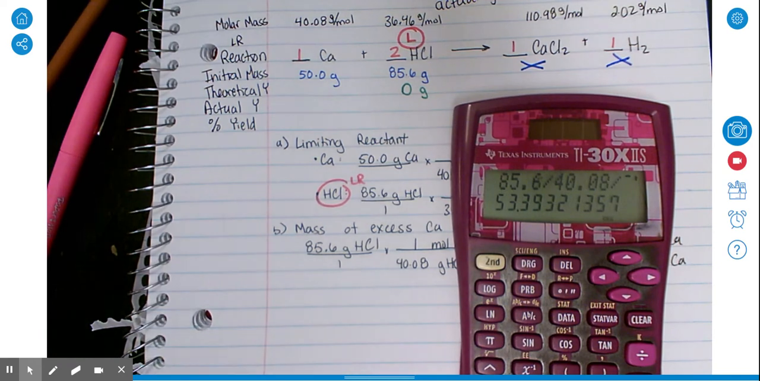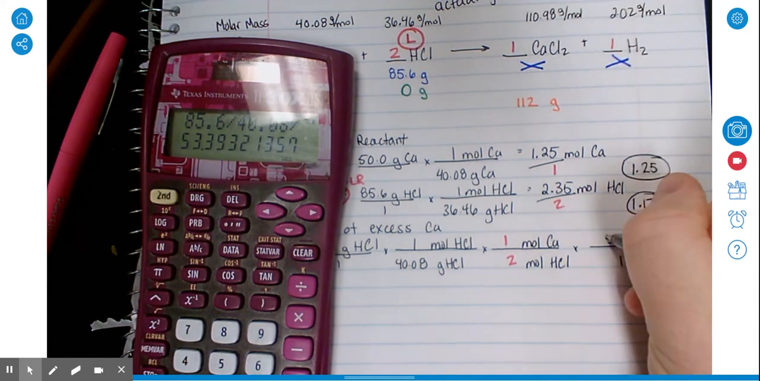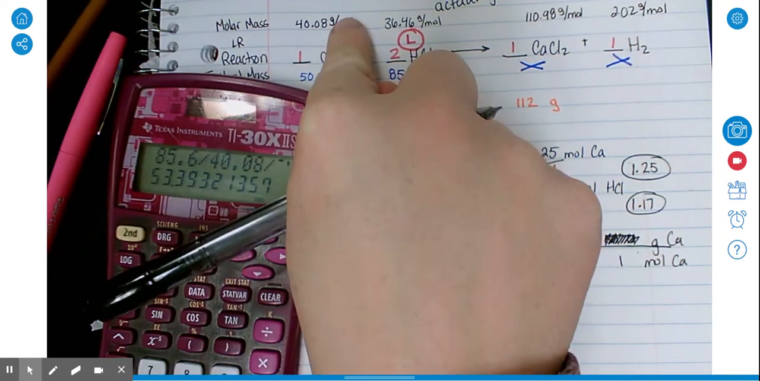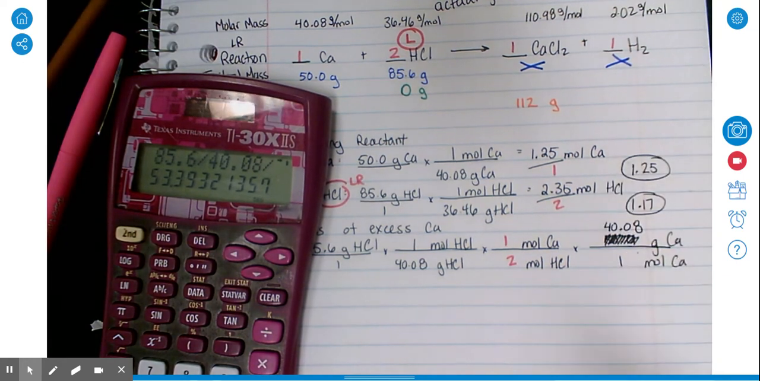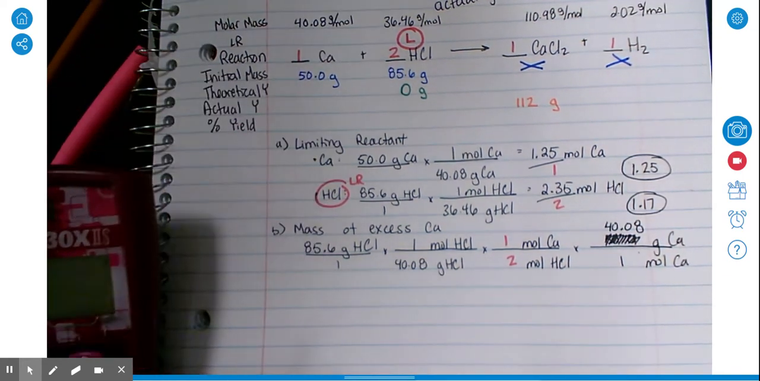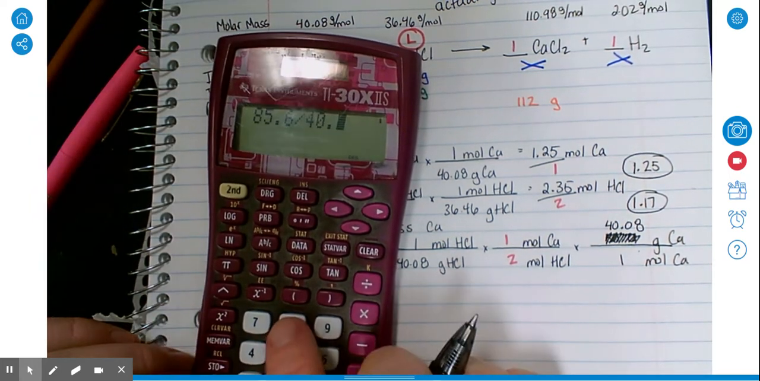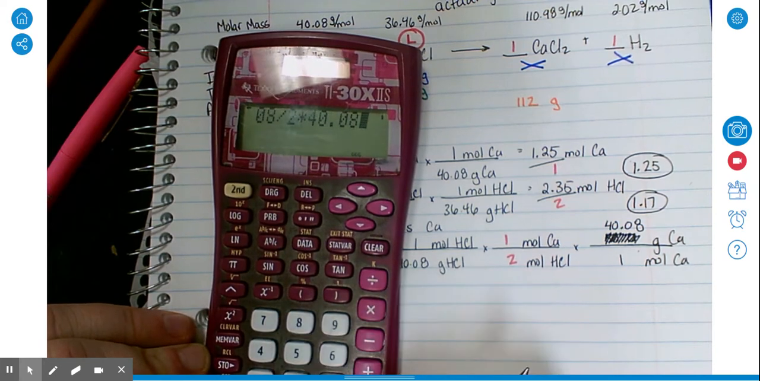So if you're paying attention, sometimes you will catch the glaring errors. I did catch what I did. 1 mole of calcium, I used the wrong molar mass. I used my starting mass when I should have used my molar mass. That should be 40.08. Okay, let's try that again. 85.6 divide 40.08, divide 2 times 40.08.